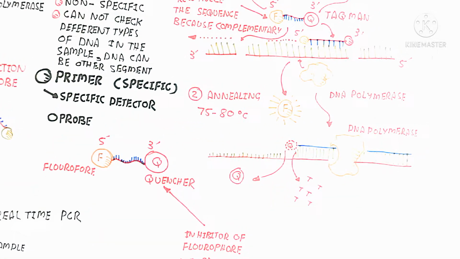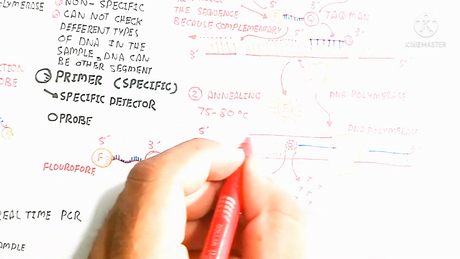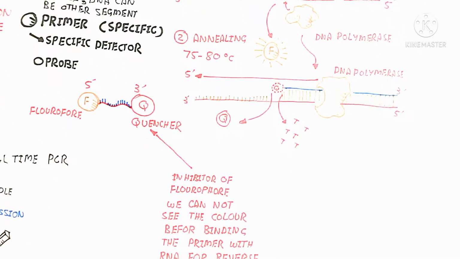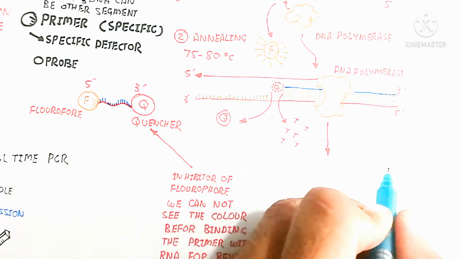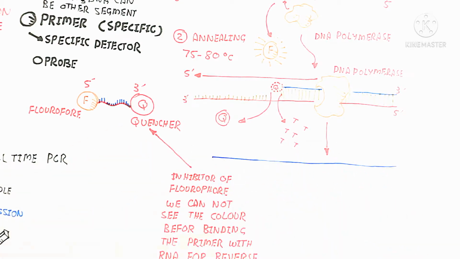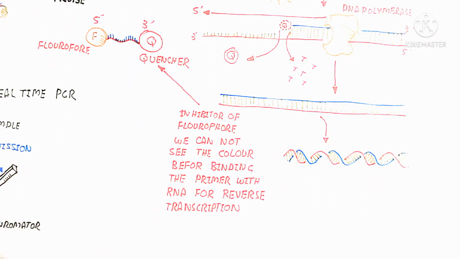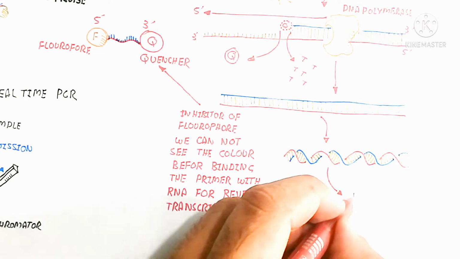So the primer will bind. The primer is specific, and when the primer binds, the quencher will be separated, and the nucleotide is also added and the probe will be separated. So what that means is the fluorophore will be separated. When the fluorophore is separated, it produces color because it is detached from the quencher.